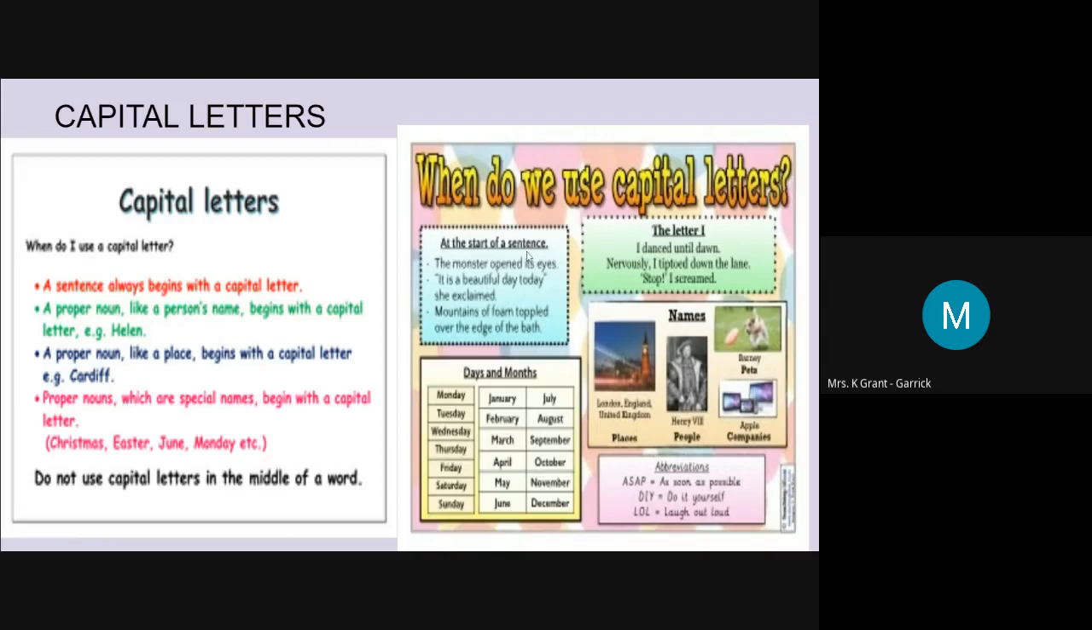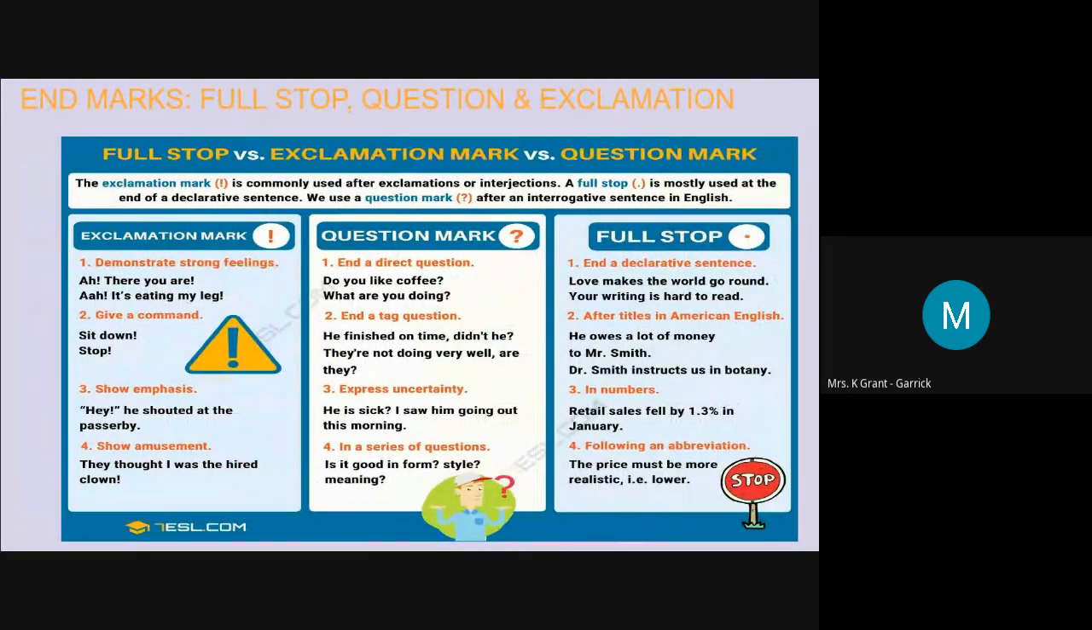When do we use a capital letter? To start a sentence, the letter I, days and months, names of places, people, animals, and things. We capitalize when we're using abbreviations or acronyms, and that's just about it. Remember those? Yes, ma'am. Remember those, Patrick? Right. And as you said already, you remember the full stop.